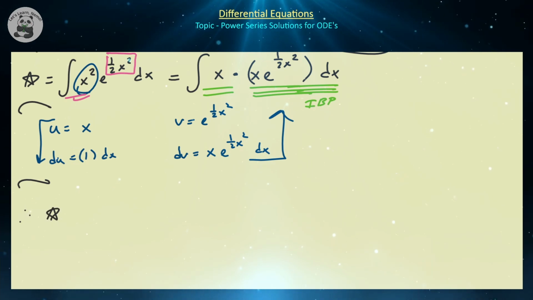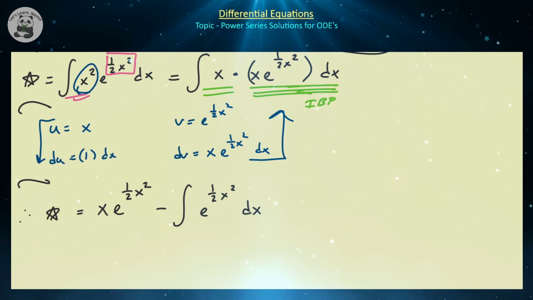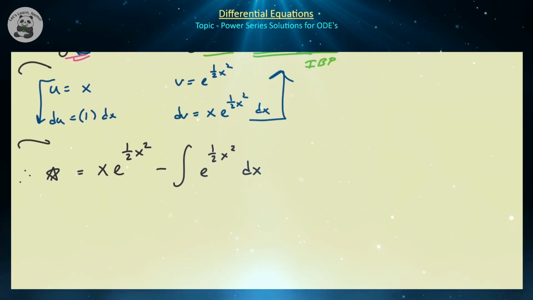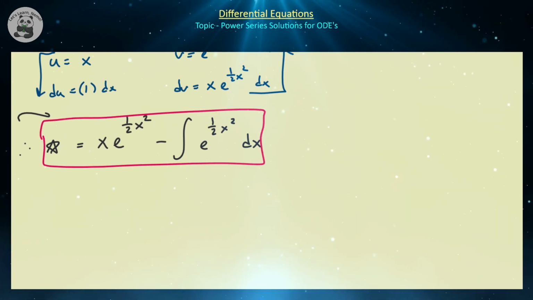Once I have that, integration by parts says that my integral is equal to uv minus the integral of v du. Okay, so now we have this particular integral. It's a little bit friendlier looking, but we still have to deal with this ugly little thing here.